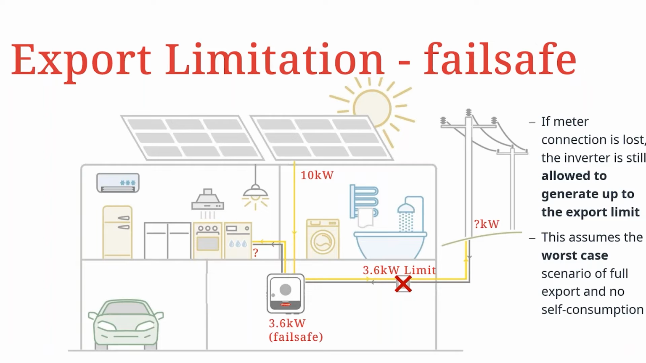Of course, if we lose communications with that meter, we don't know what energy is going back to the grid. We also don't know what energy is being used in the building. So the inverter has to go into a fail-safe mode. Now, of course, if we have a 3.6 kilowatt limit, the inverter can ramp down to 3.6 kilowatts. And even in the worst case scenario where no energy is being used in the building, it can still feed back that 3.6 kilowatts to the grid with no issues. So fail-safe mode does still allow export of energy back to the grid, but only up to the export limit.